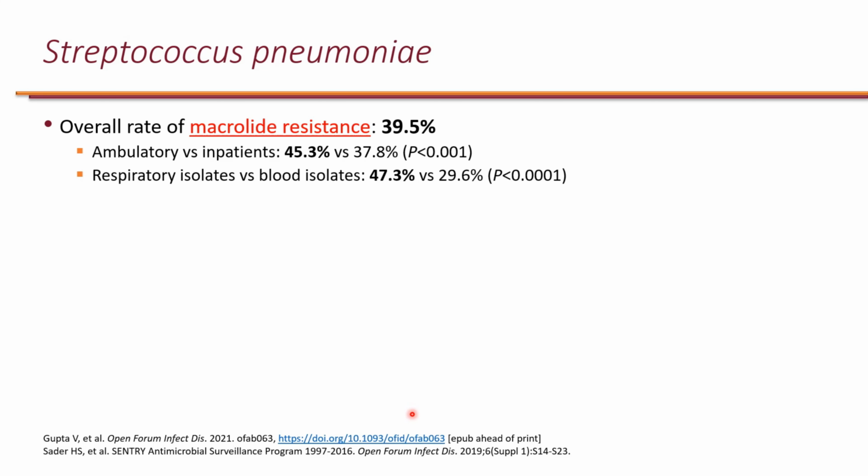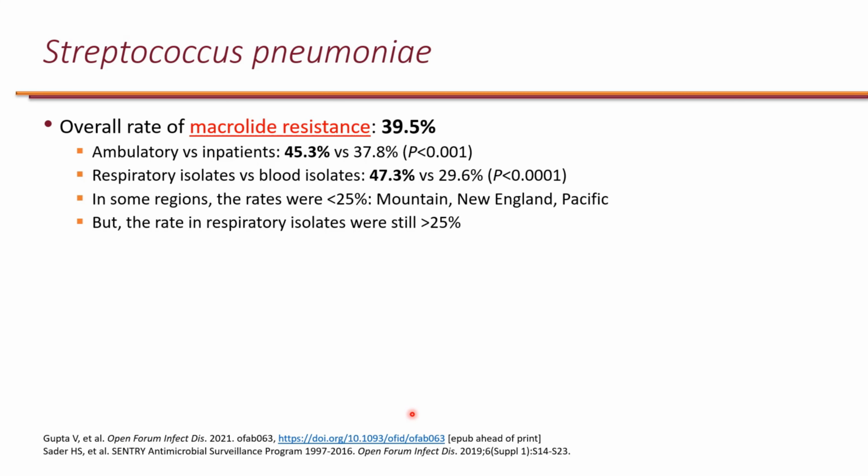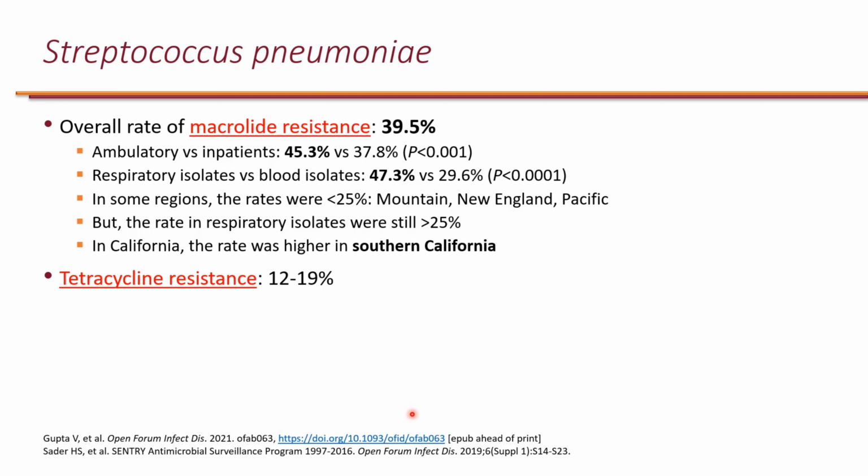The rate is also significantly higher in respiratory isolates compared to blood isolates. And in some regions, the rates were less than 25%, but even in those regions, the rate in respiratory isolates specifically was still higher than 25%. In California, the rate is higher in Southern California compared to Northern California.